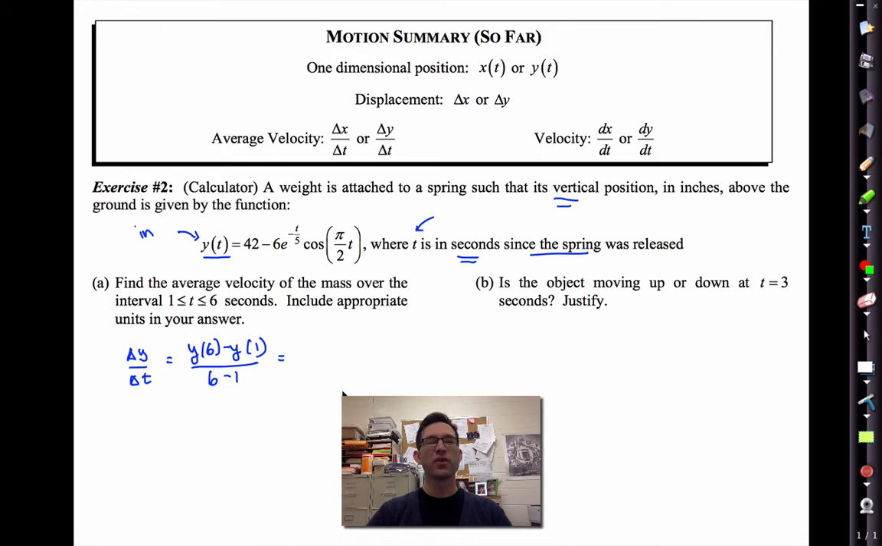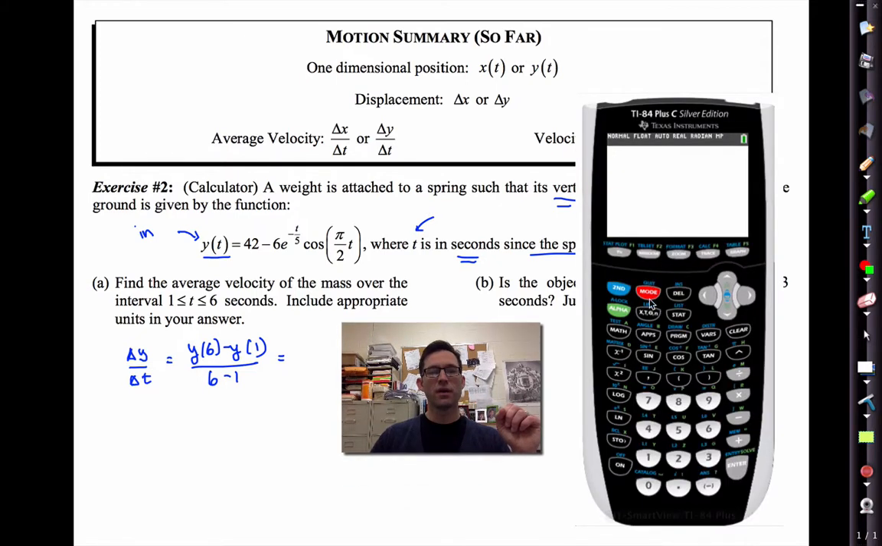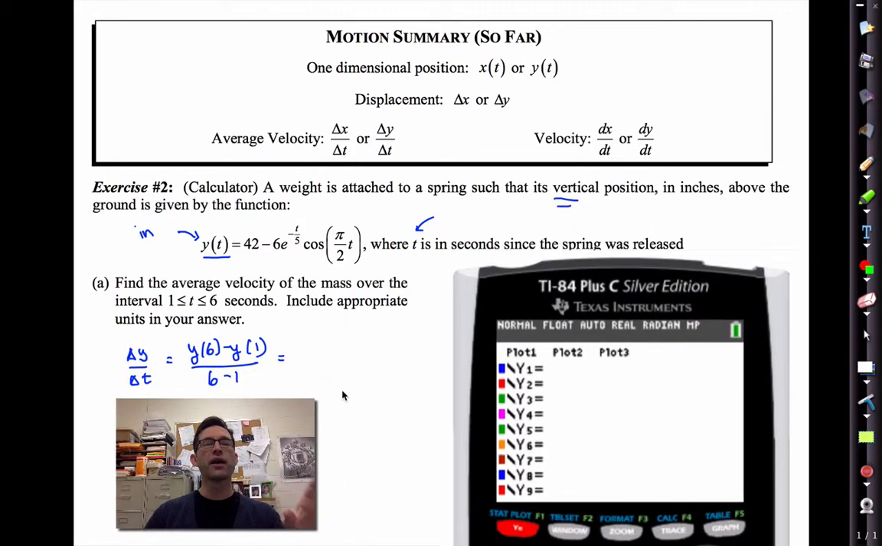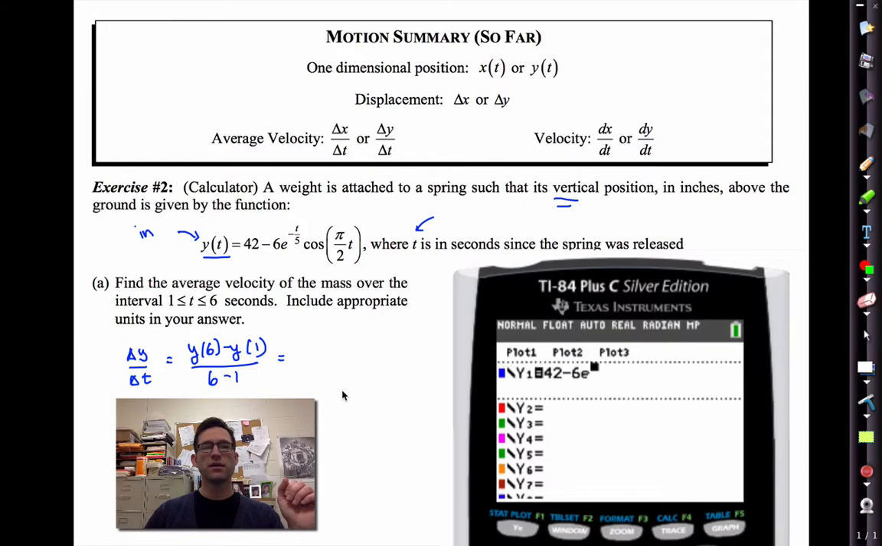All right, let's take a look at a great way to do it on the calculator, and this is going to set us up nicely for letter B. So I'm going to open up the calculator. All right, let's go into y equals. Now, I know that the input here is going to be x. We have to be flexible enough in our thinking to realize that x in this formula stands for time. So I'm going to enter my formula, 42 minus 6 times e to the negative, make sure you use a negative, t divided by 5.